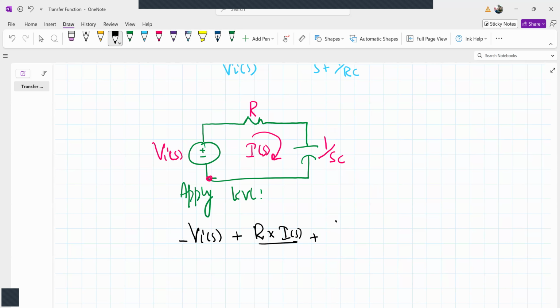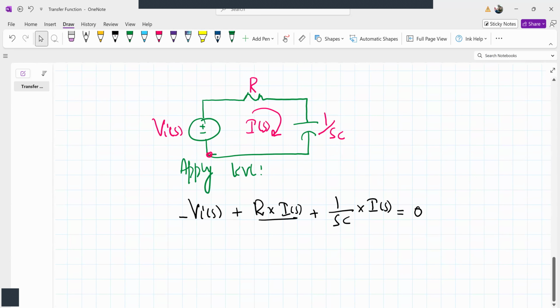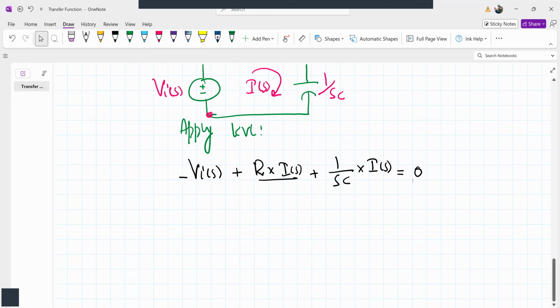Similarly, 1/sC is the impedance offered by the capacitor, multiplied by the current, is the voltage drop in the capacitor. It's equal to 0. As there are 3 elements, the sum of 3 branch voltages equal to 0 is the statement of KVL. So if we simplify this equation, taking this on the right hand side, it will be (R plus 1/sC) multiplied by I(s) equal to Vi(s).